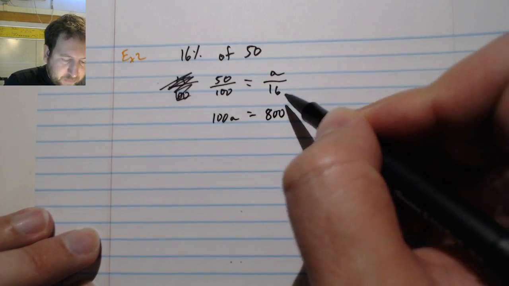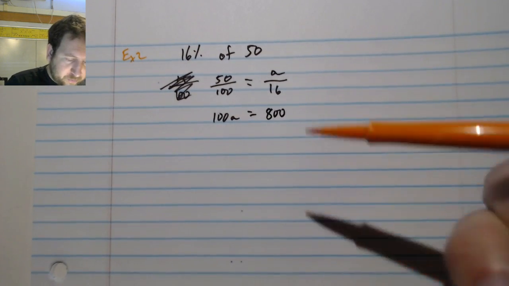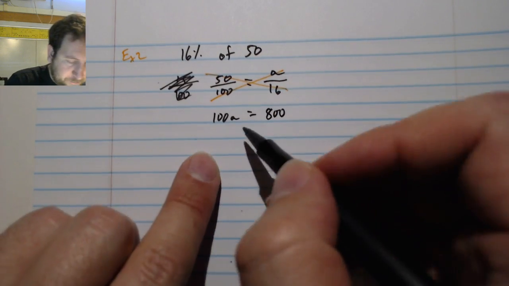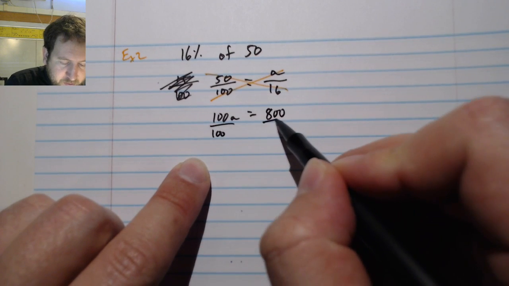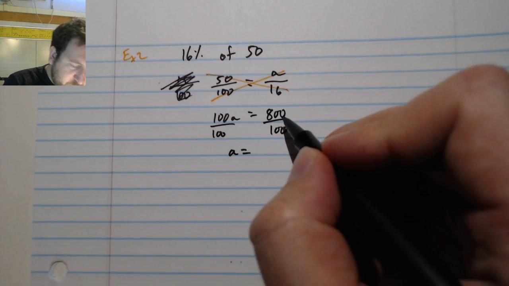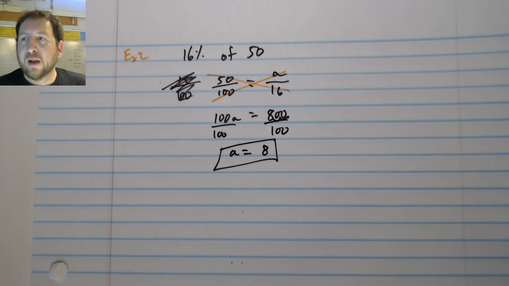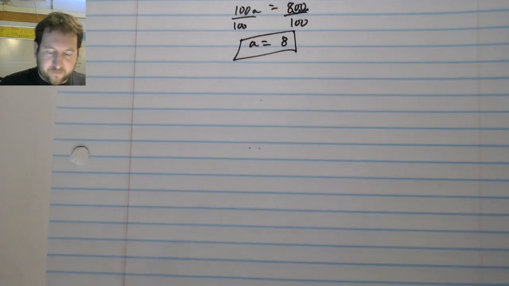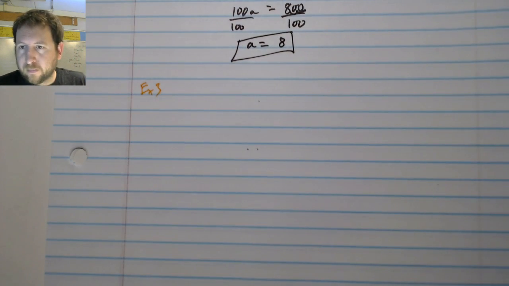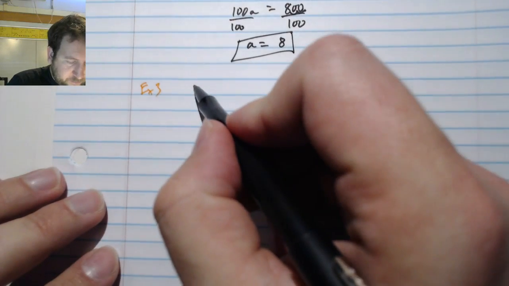Okay, now I've got 100A equals 800, because remember I cross multiplied. Sorry, I kind of skipped a step there, but we've been doing it a bunch, so it's okay. And now I'm going to divide by 100. I have A equals, here I'm going to just move my decimal point, 1, 2, 8. It's going to set me up for my answer. Let's do one more. Example 3. This one is going to be, what is 22% of 80?